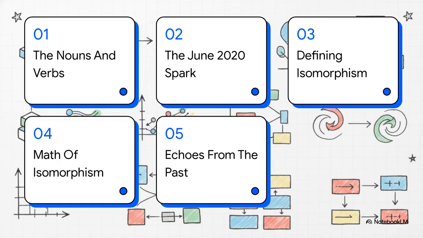We'll start with the nouns and verbs, move into the June 2020 Spark, define structural isomorphism, break down the math of isomorphism, and finish up with some echoes from the past. Let's get into it. Part 1.